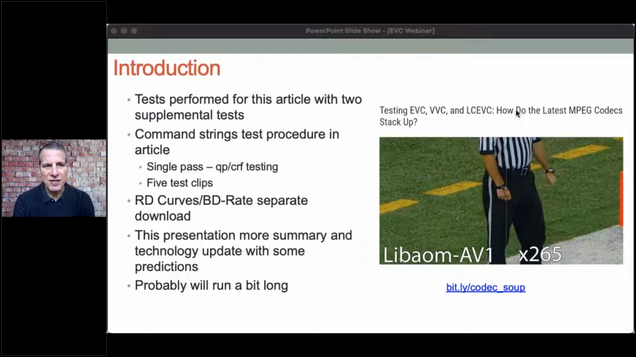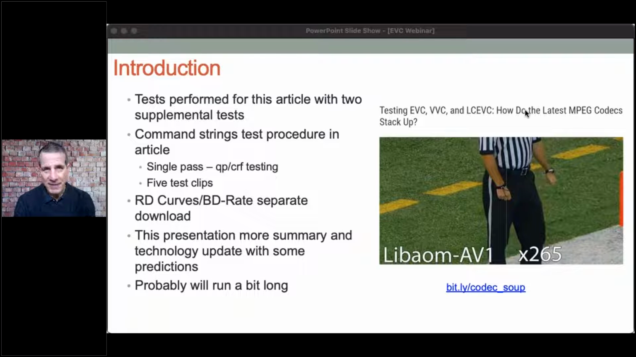So just by way of introduction, a lot of the information that's presented in the webinar is coming from an article I wrote for Streaming Media Magazine that showed up right at the end of December, and it was the first article or comparison that I've seen that compared EVC, VVC, LCEVC, along with AV1, HEVC, and H.264. So I was pretty proud about that.